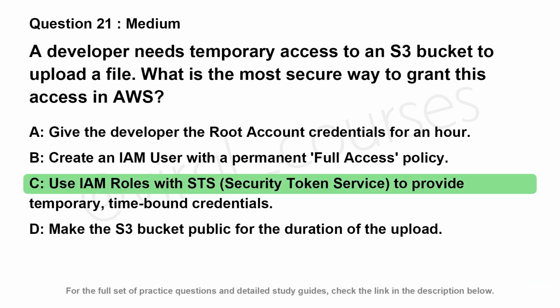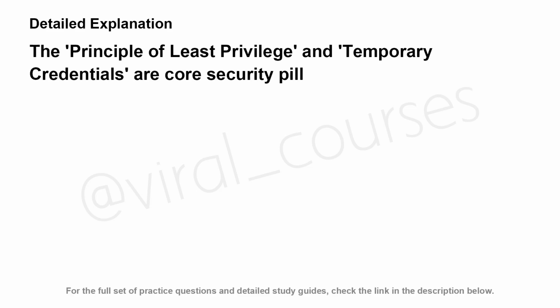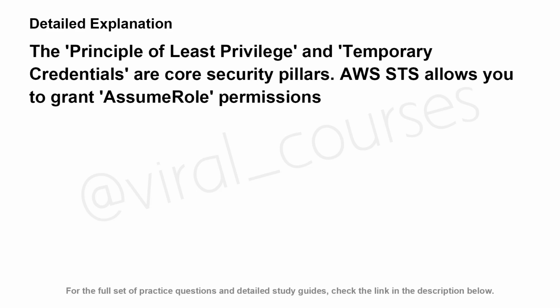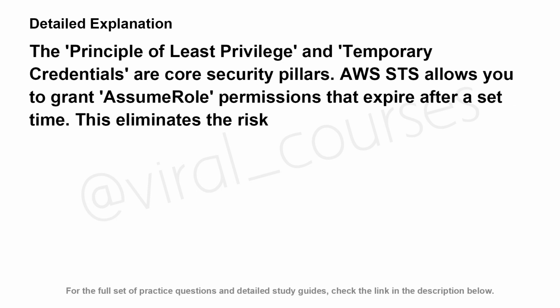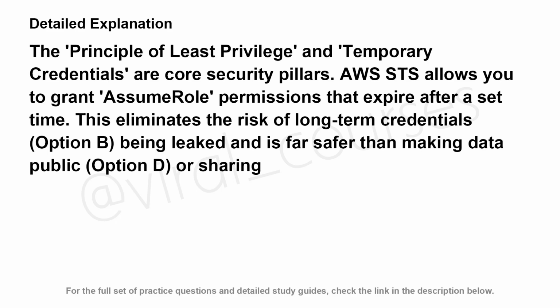The correct answer is C. The principle of least privilege and temporary credentials are core security pillars. AWS STS allows you to grant assume role permissions that expire after a set time. This eliminates the risk of long-term credentials, option B, being leaked, and is far safer than making data public, option D, or sharing root access, option A.